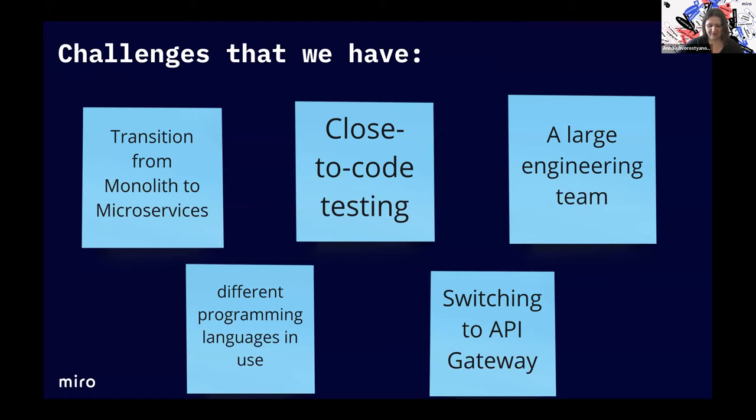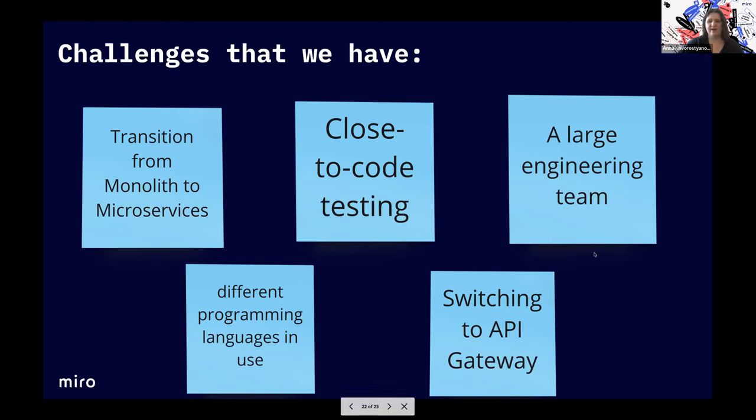Second thing that we have: we try to keep tests really close to the code. For example, we decided to keep the tests with the code, in the same repo, just to let developers and QAs, when they implement new features, write the test cases in the same PR. And there are lots of problems as well, because our monolith takes a lot of time to build.